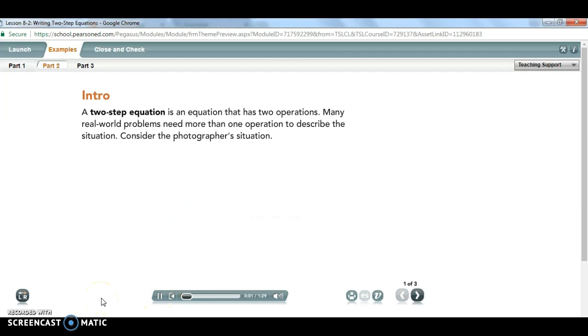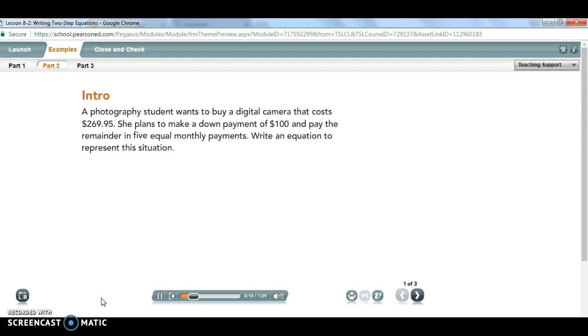A two-step equation is an equation that has 2 operations. Many real-world problems need more than one operation to describe the situation. Consider the photographer's situation. A photography student wants to buy a digital camera that costs $269.95. She plans to make a down payment of $100 and pay the remainder in 5 equal monthly payments. Write an equation to represent this situation.